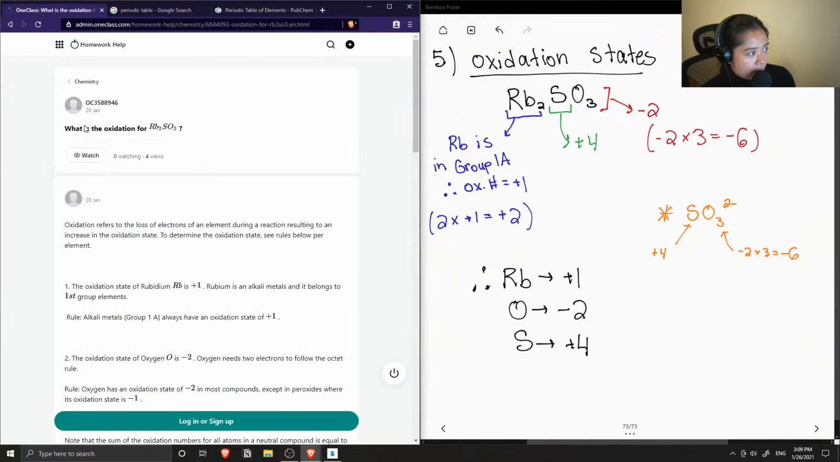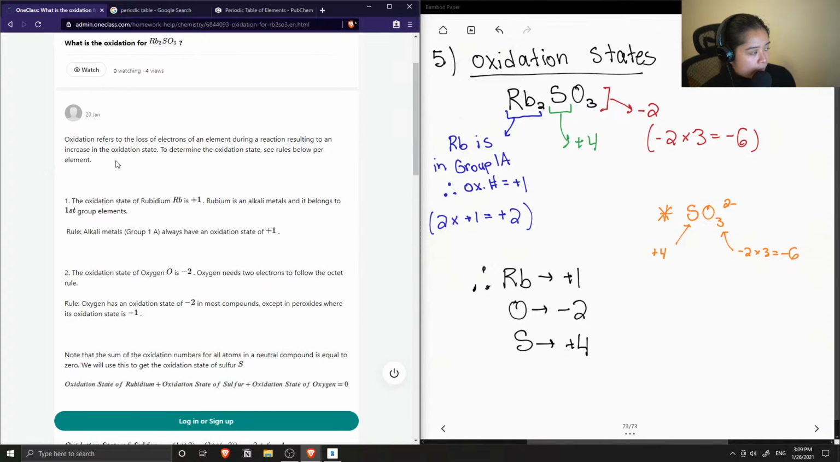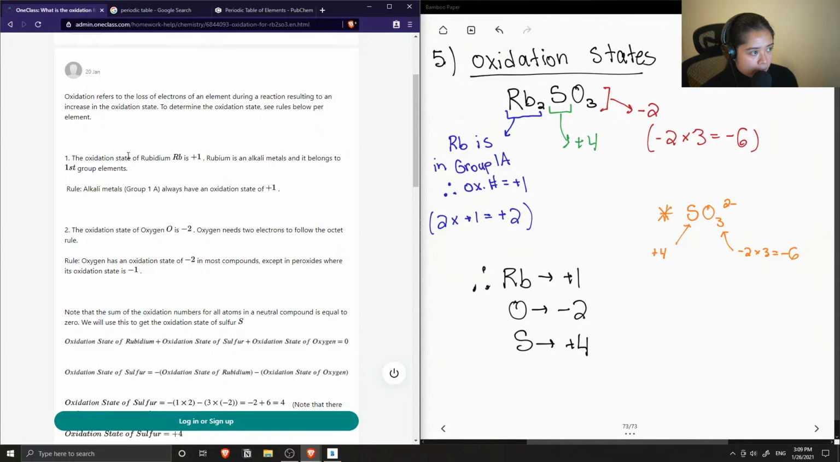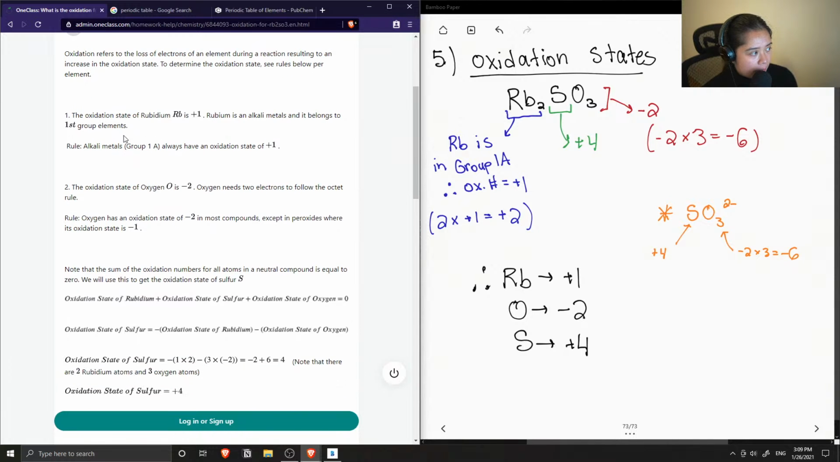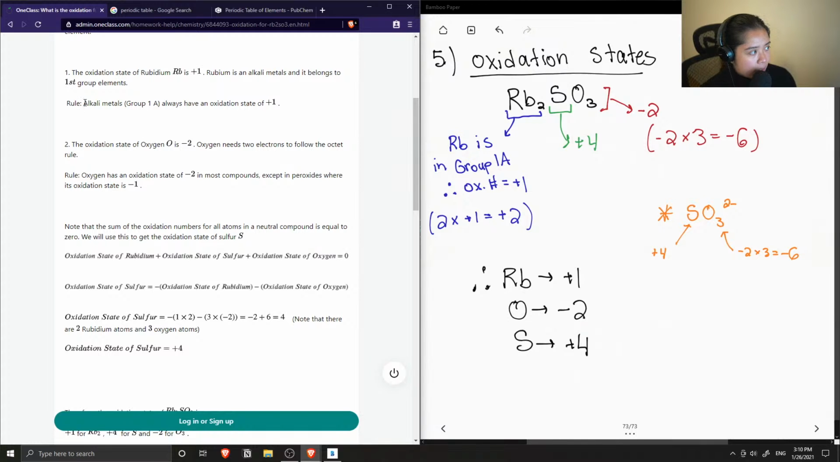Okay, so let's see what the junior tutor said. Oxidation refers to the loss of electrons of an element during a reaction, resulting in an increase in the oxidation state. To determine the oxidation state, see the rules below per element. The oxidation state of rubidium is +1. Rubidium is an alkali metal, and it belongs to the first group elements. So the rule is that alkali metals always have an oxidation state of +1.